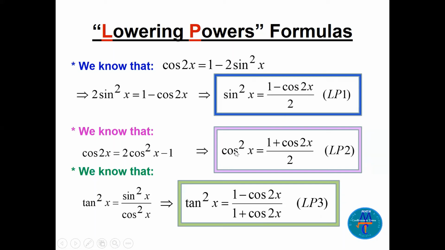Same thing for cosine squared of x. We can get that from this formula. So we will say 1 plus cosine of 2x divided by 2. We will call this LP2.